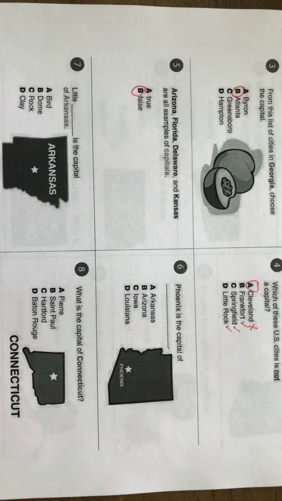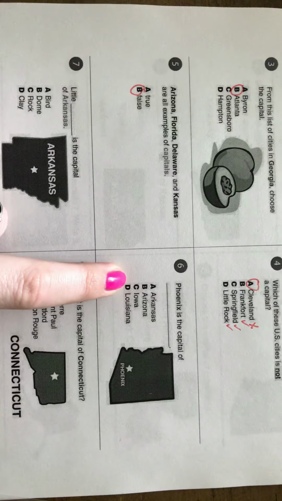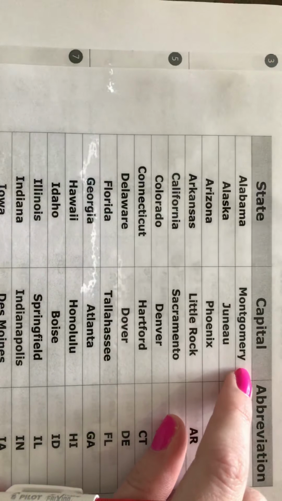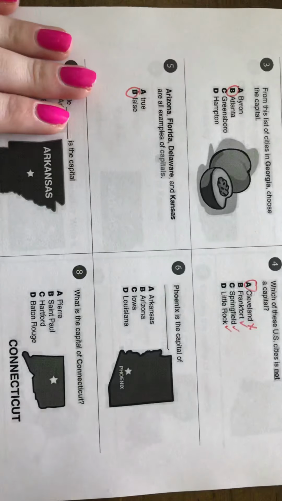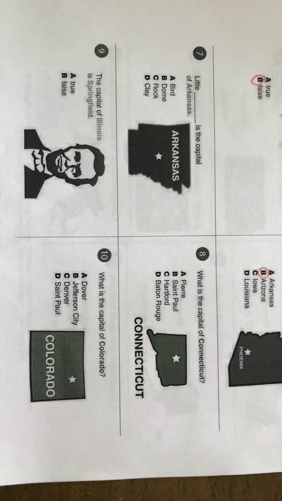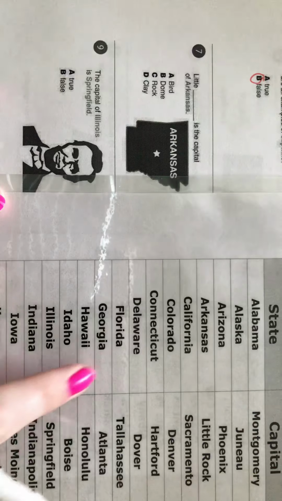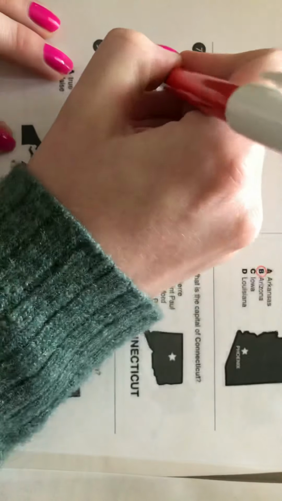Number 6, Phoenix is the capital of Arkansas, Arizona, Iowa, or Louisiana. All right, so I'm going to start on page 1, looking for Phoenix, and boom, it's right there, Arizona. B. Number 7, Little blank is the capital of Arkansas. Little Bird, Little Dome, Little Rock, or Little Clay. Okay, Arkansas, Little Rock. I have an aunt and uncle that live in Little Rock.